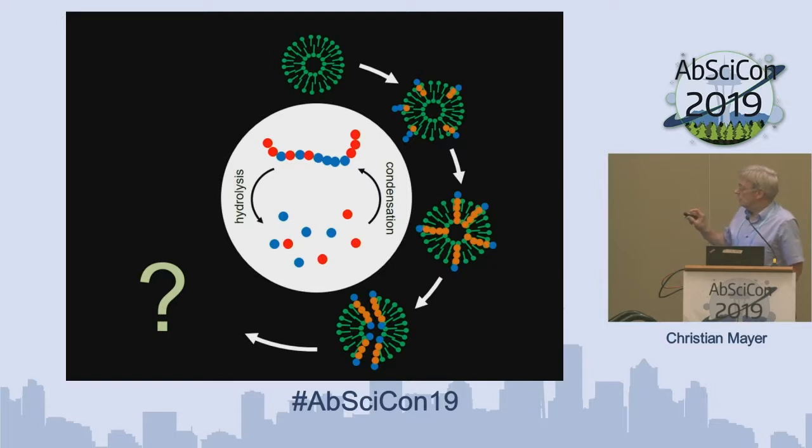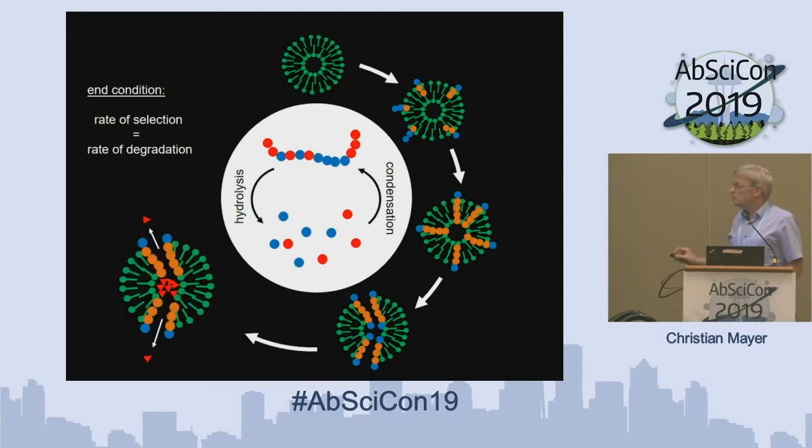Okay, so now we believe that we are at this stage here. Now the question is, what comes next? What will develop? Of course, there's an end point here. This cannot go on forever. At the point where the rate of selection is equal to the rate of degradation, then everything will stop. However, there is a potential for a situation like that. I told in the beginning that there is a concentration gradient. So this concentration gradient can be regarded as a source of free energy. It's like a loaded battery.